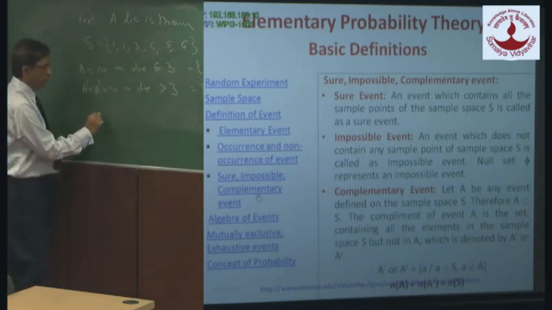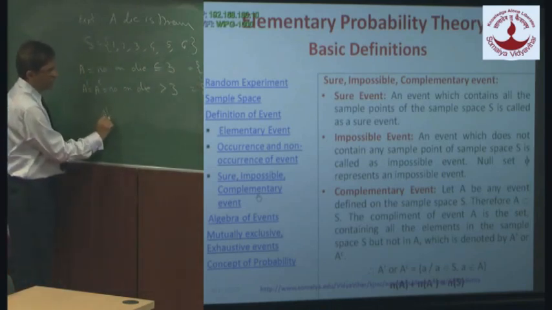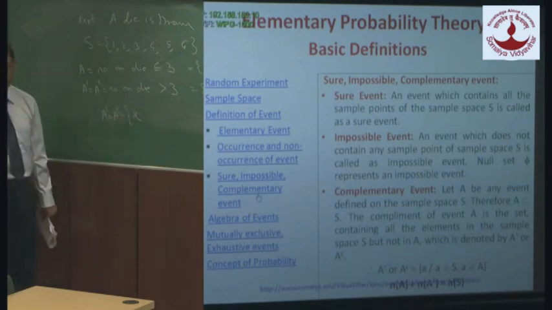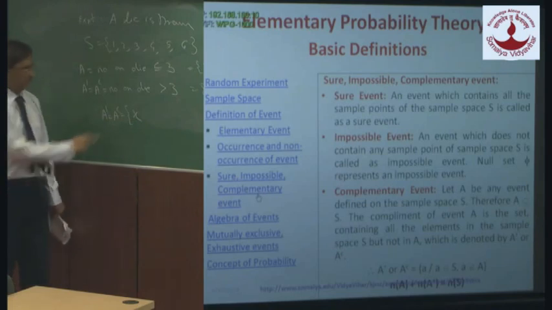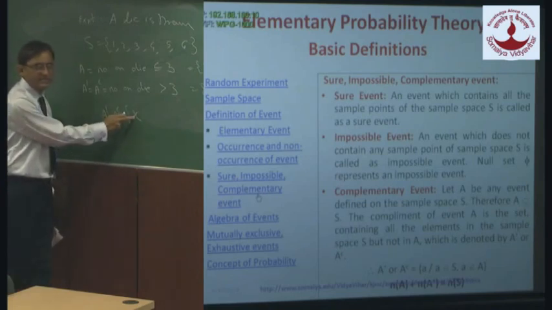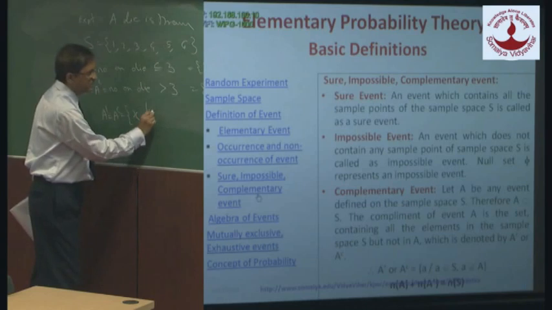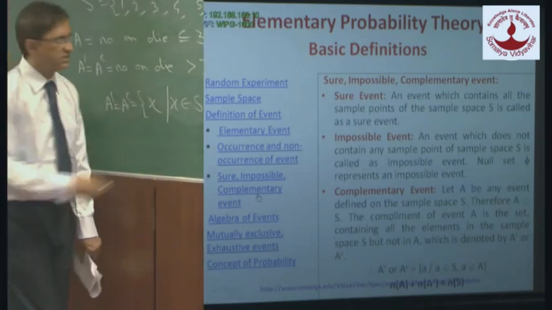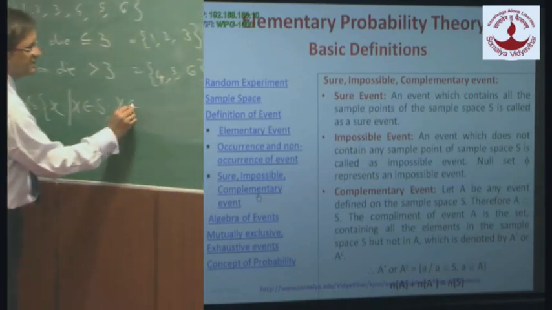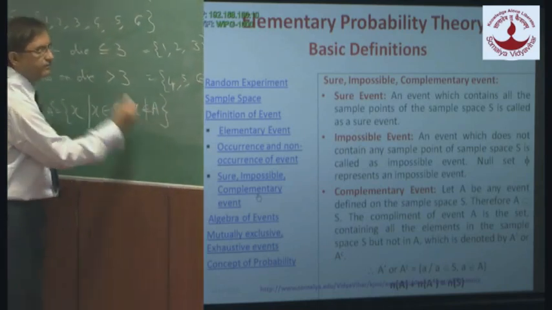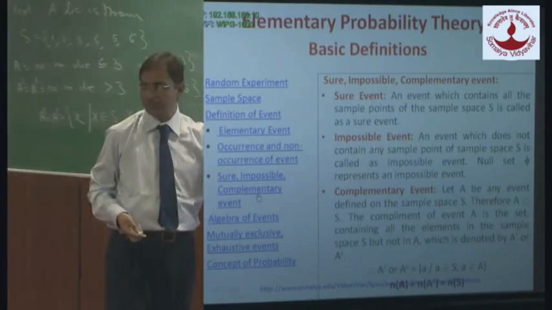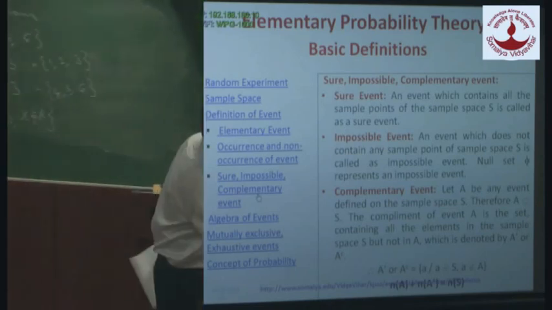So in mathematical notation, A dash or A complement is the set of x, where x is an element such that x belongs to the sample space but does not belong to the given event A. That is known as the complementary event. So that is the definition. Is that okay?